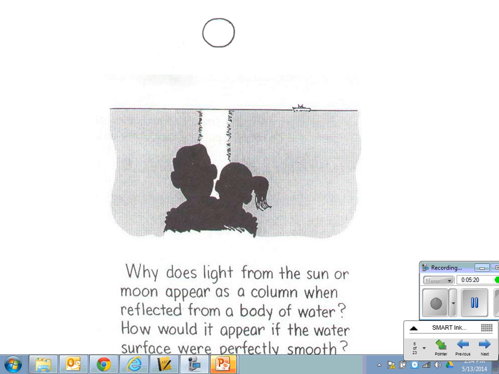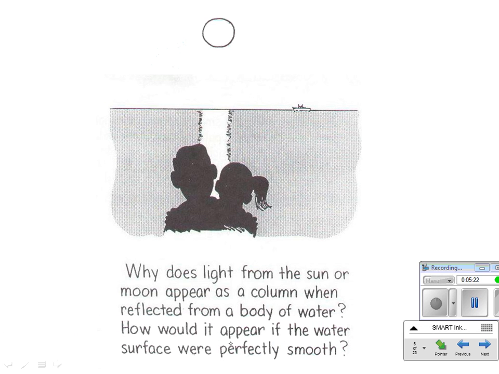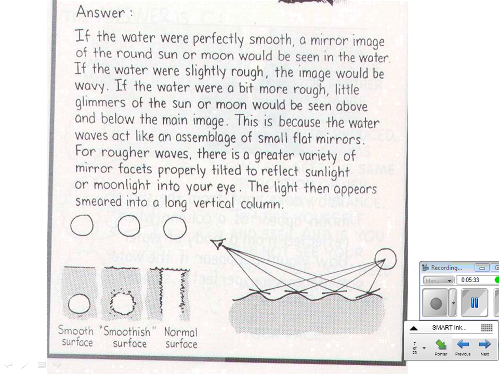All right, so you're having a nice romantic evening with your honey pie out there on the lake shore, and the moon's out. Why does the light from the sun or moon look like a column rather than something else? Okay, so if you've got all these ripples, you can have light coming from the moon at all these different angles, and it ends up creating a long column rather than a nice little disc. That's all because of reflection.